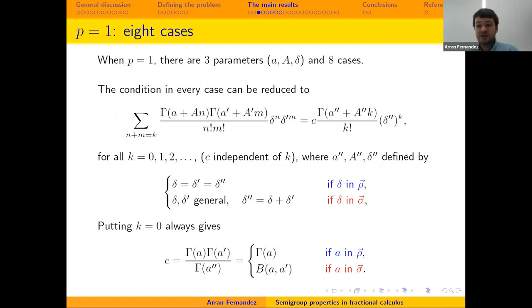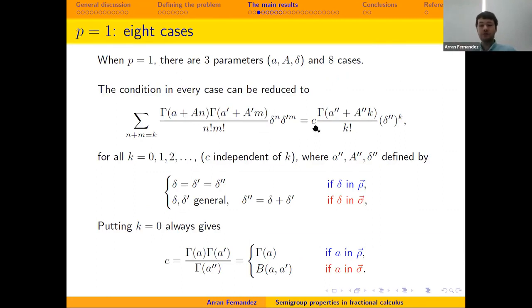and that means 8 possible cases, because each of these 3 parameters can be either red or blue. So 2 to the power 3, 8 cases. In every case, the condition can be reduced to the following finite sum identity. That should be true for all values of k. There's a constant c independent of k.